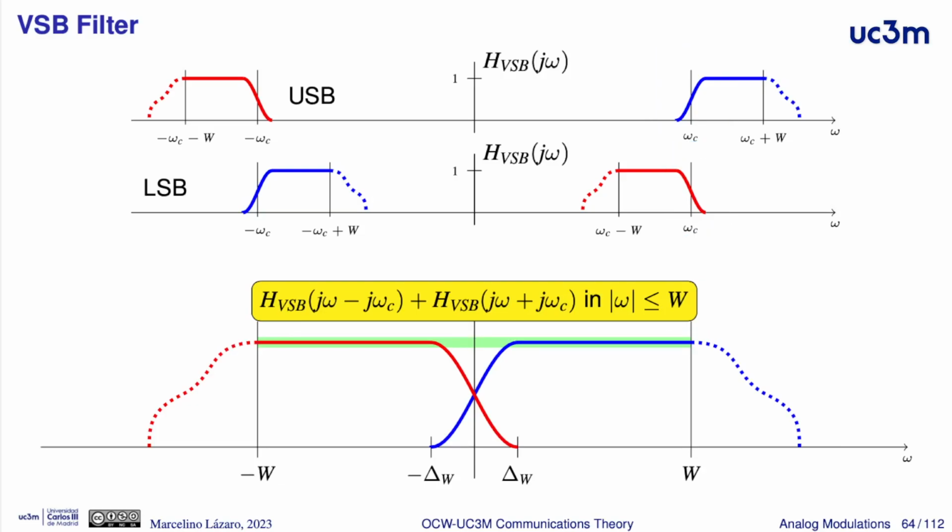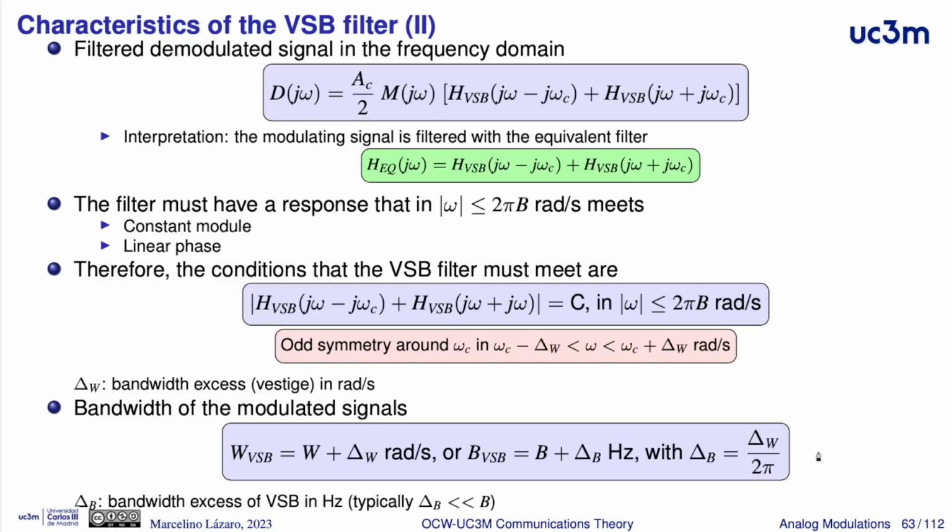With respect to the bandwidth, now the bandwidth of the modulating signal will be incremented by the size of the vestige of these filters. And therefore, the bandwidth of a vestigial sideband modulation is equal to the bandwidth of the modulating signal plus the bandwidth of the vestige in radians per second or in hertz.